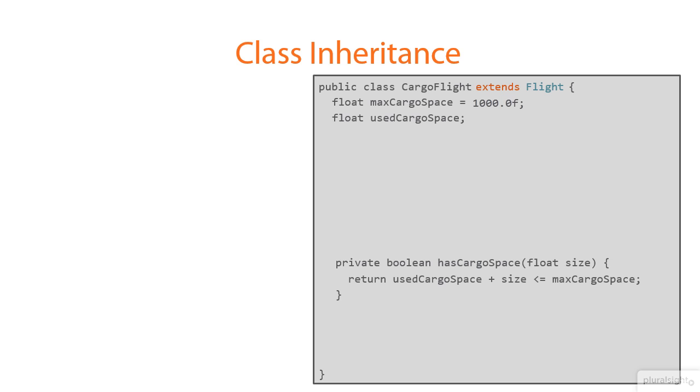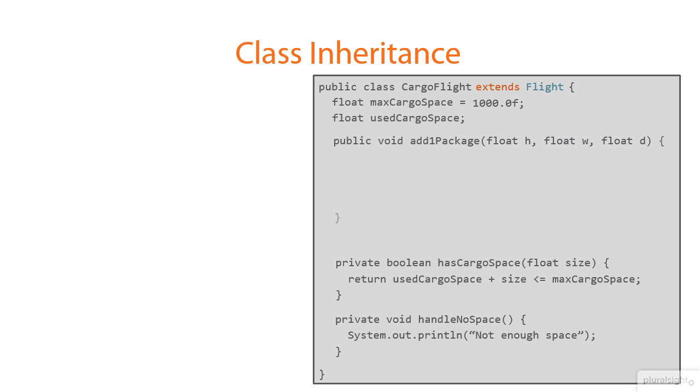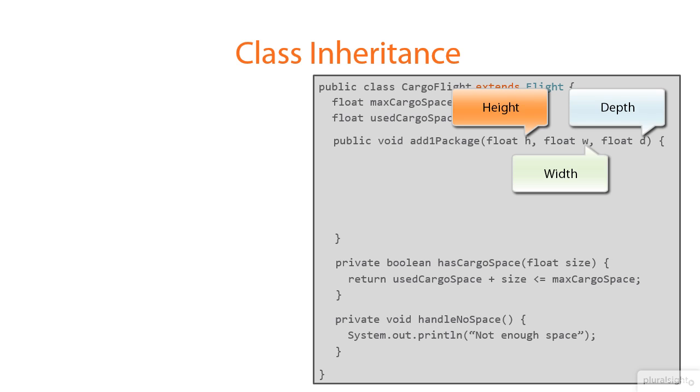So we just make sure that if we add that to how much space we've already used, it doesn't exceed our max cargo space. We'll have a method for handling when we do try to exceed that. In this case, we'll just display a message saying there's not enough space. And then, of course, we'll have a method here that says add one package. And that method will accept the dimensions of the package, the height, the width, and the depth of that package.